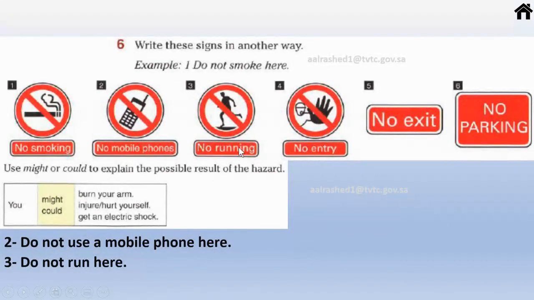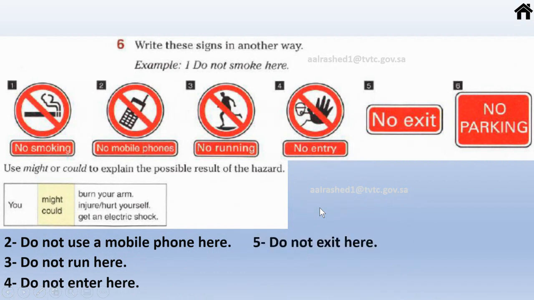For number 3, do not run here. For number 4, we have entry. This is the noun. We need the verb. نحتاج الفعل. Next sentence would say do not enter here. 5, no exit. Do not exit here. And finally, no barking. Barking with the ing. And now we have the verb. We'll basically say do not bark here.